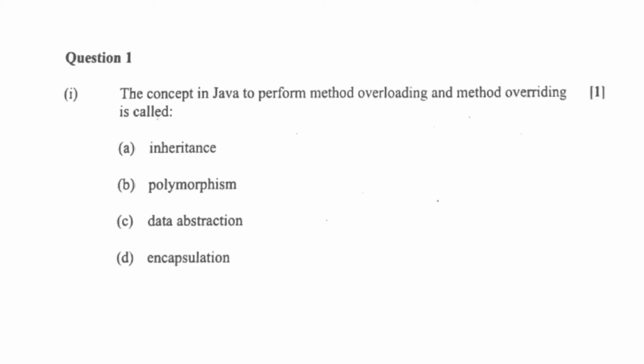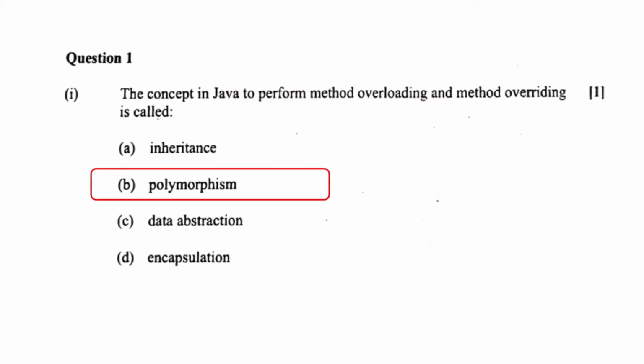First question was, the concept in Java to perform method overloading and method overriding is called inheritance, polymorphism, data abstractions, or encapsulation. The correct answer was, of course, the polymorphism. But let's go through the other terms, which are the other options given in the question, that is inheritance.